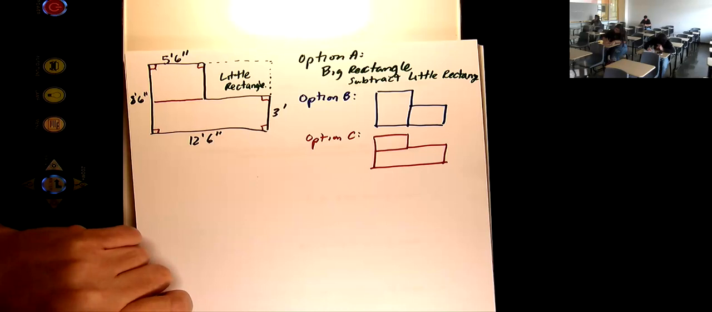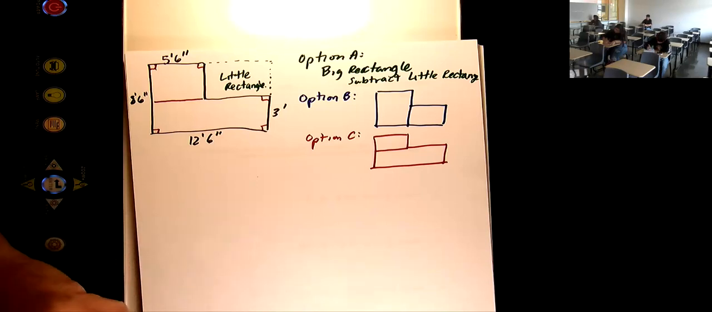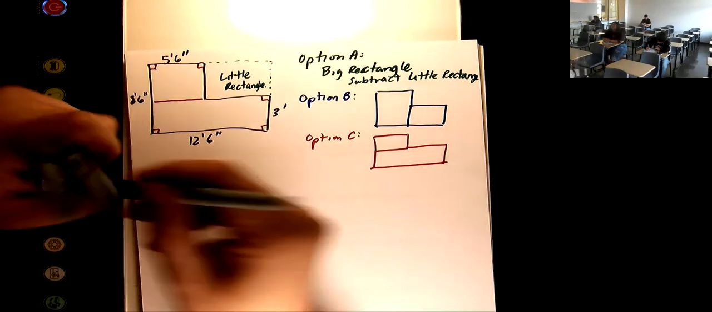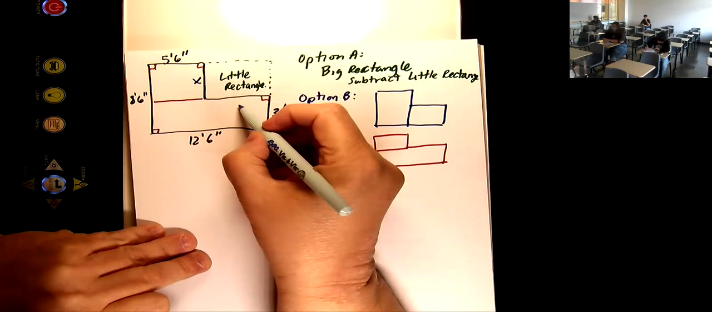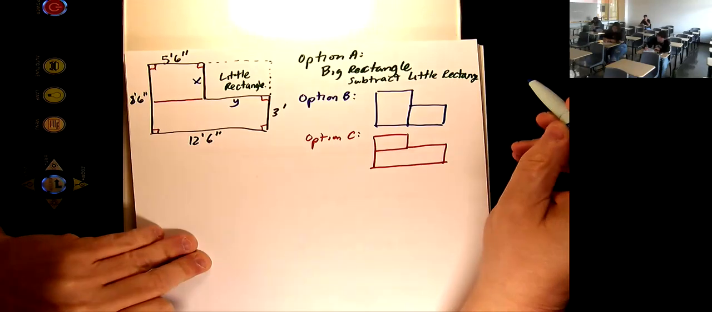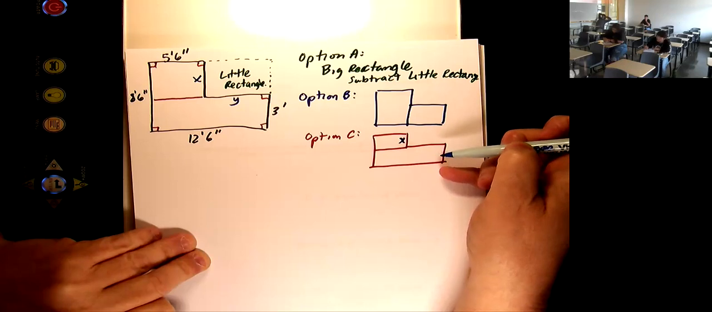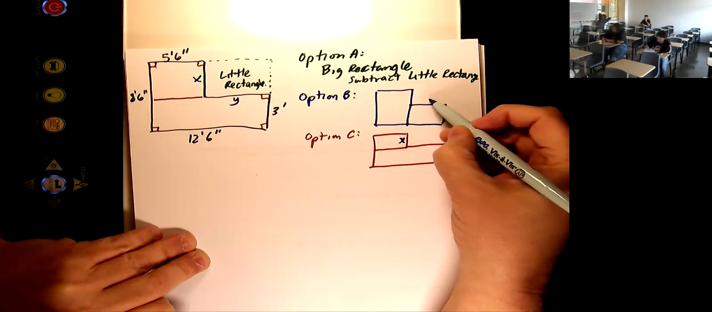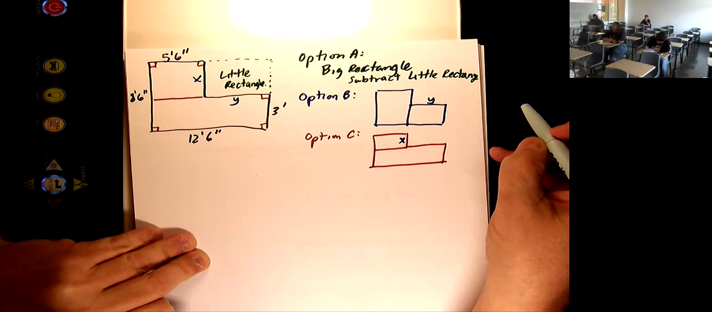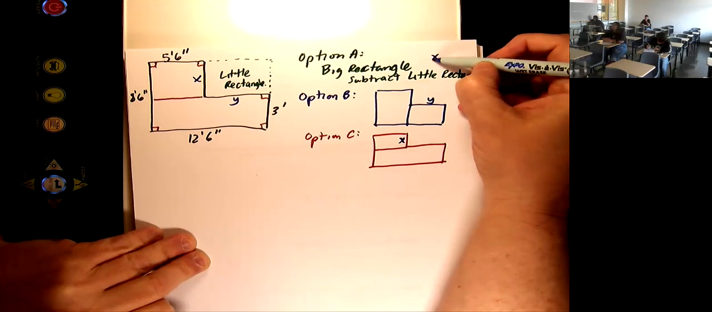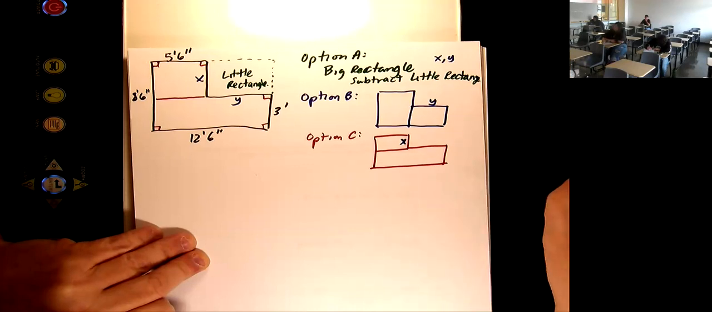Which means I need some other stuff. And no matter what I did, I was going to need some other stuff. I don't know what this length is right here, and I don't know what that length is right there. But I need X to do option C, and I needed Y to do option B, and I needed both to do option A.